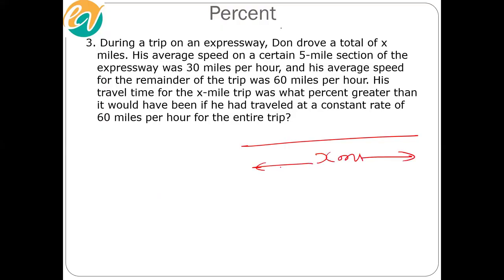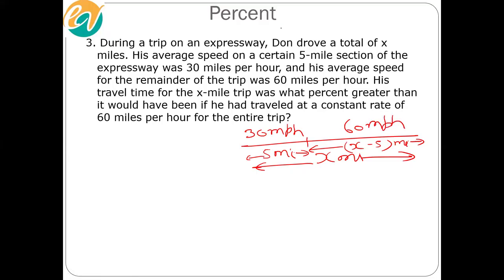Out of X miles, his average speed on a 5 mile section, let us say this is 5 miles, was 30 miles per hour, and his average speed for the remainder of the trip. How much is the remainder of the trip, by the way? X minus 5 miles is the remainder. So his average speed here was 60 miles per hour, right?